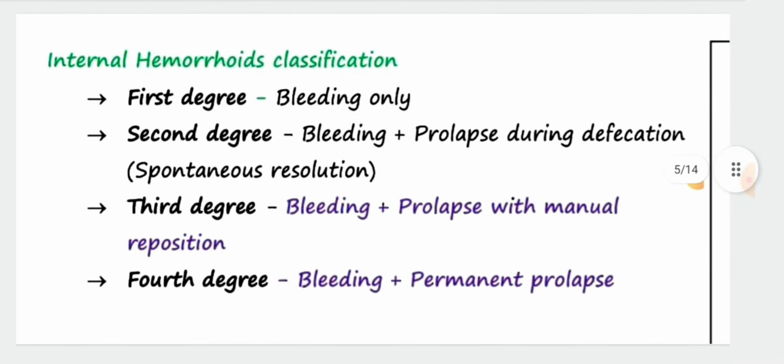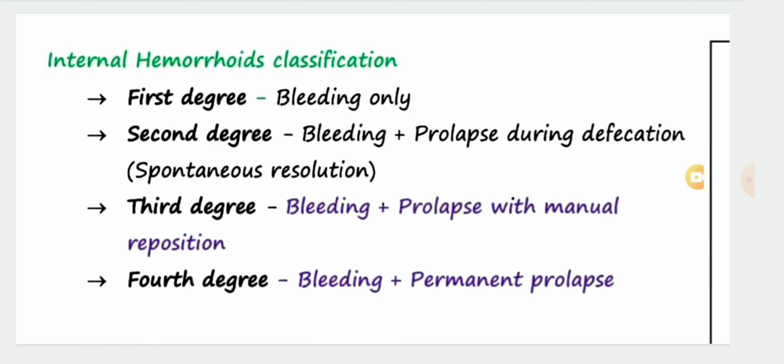The classification of internal hemorrhoids. Internal hemorrhoids are classified mainly based on their location and associated symptoms. They are classified into 4 degrees. The first degree hemorrhoids have the clinical symptom of bleeding only, and they lie above the level of the dentate line. They cannot be visualized externally.